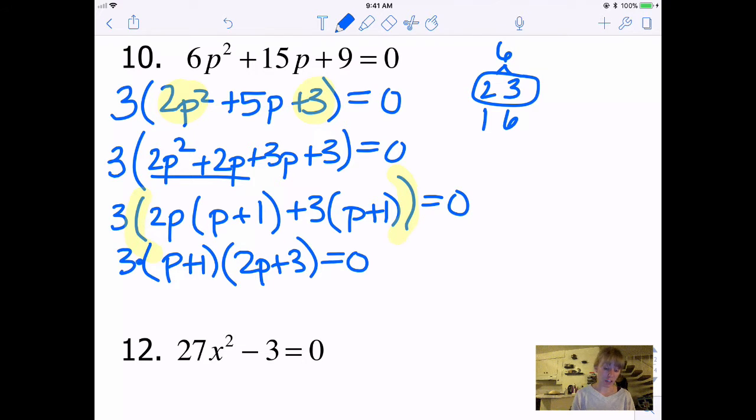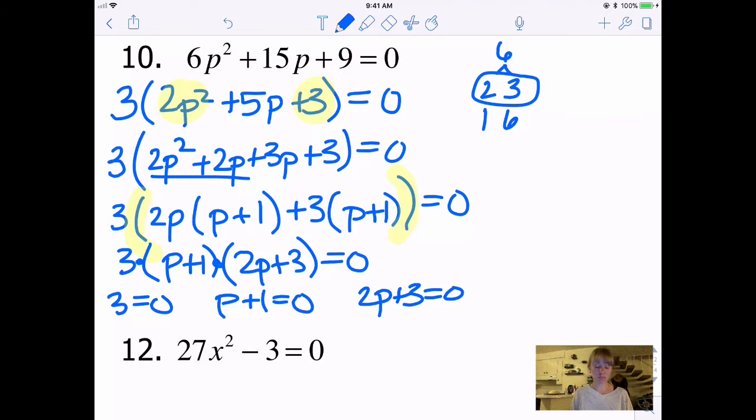So now I've actually got 3 factors, 2 multiplication signs. So either 3 equals 0, p plus 1 is equal to 0, or 2p plus 3 is equal to 0. 3 equals 0 doesn't make sense. Will not happen. P plus 1 will equal 0 if p is equal to negative 1. And 2p plus 3 will equal 0 if p is equal to negative 3 over 2.